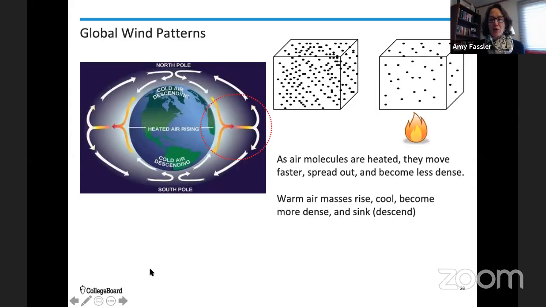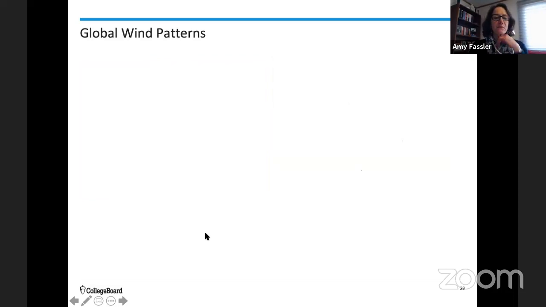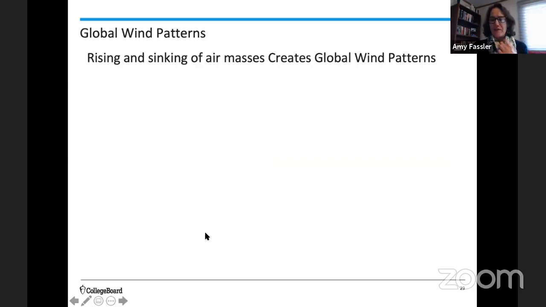Well, what do I create when I have air masses that warm, become less dense, rise, and then they cool, become more dense and sink? I create global wind patterns. And you need to be able to just describe that process, not a lot of nitty gritty about the names of all those different air masses. So let's dig a little bit deeper then into this idea of global wind patterns.